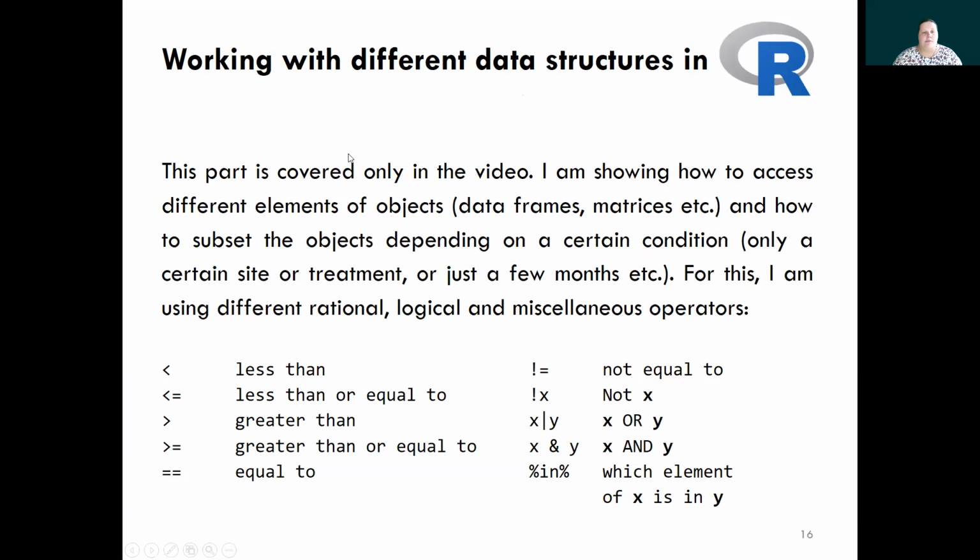And the last part of the slides for today is how to work with different data structures in R. So we'll cover this part in the video, and I will show you how to access the different elements of each object, so of data frames or matrices or vectors, and how to then subset the objects depending on, for example, a certain condition. So for example, if you want a certain site or a certain treatment, or you just want to extract data that refers to only a few months and so on, all of these things are going to be shown later in this video.